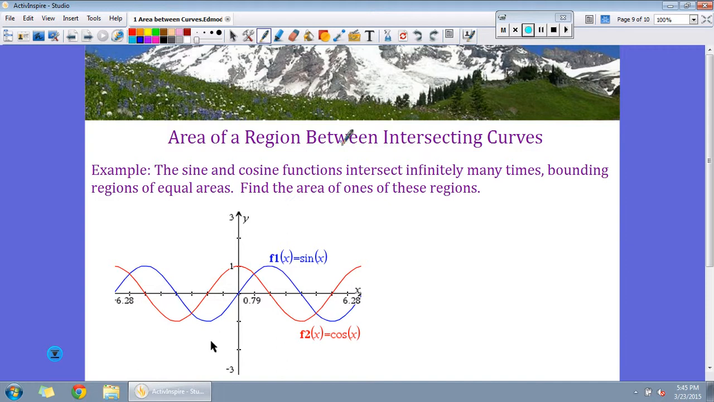Okay, and then we have sine and cosine, and they intersect many different times. We've got here, here, here, and all of these regions end up being equal area. So I'm going to pick to go between pi over 4 and 5 pi over 4 and just look at what is the area of this region.